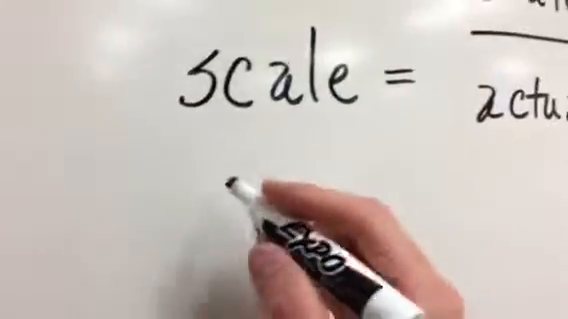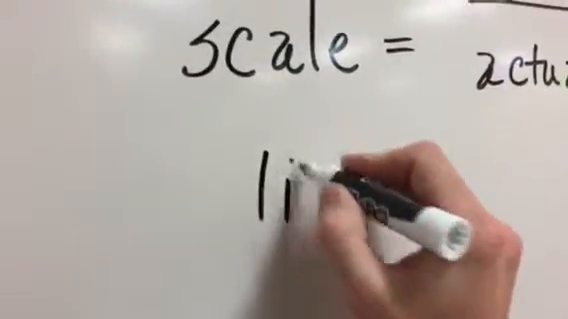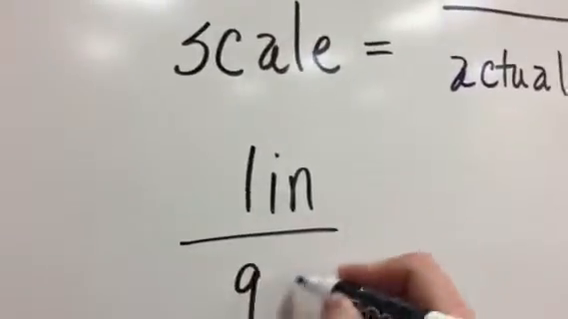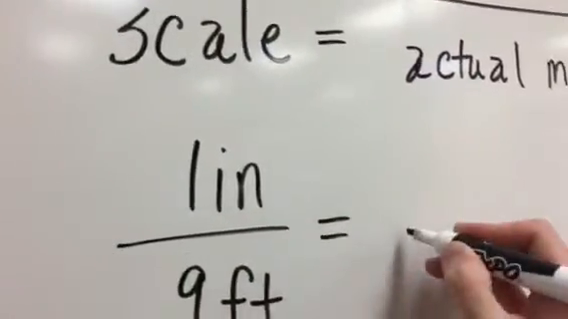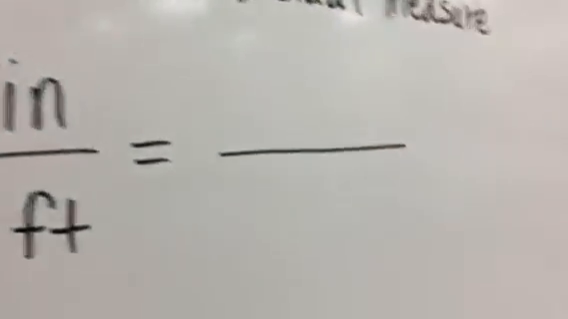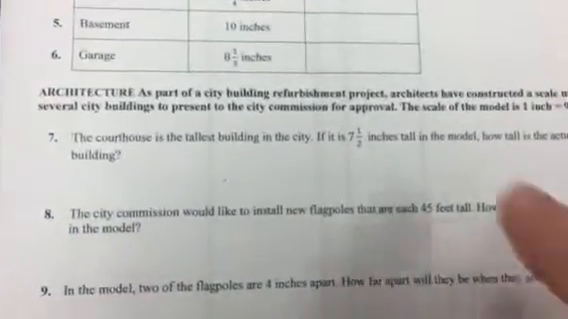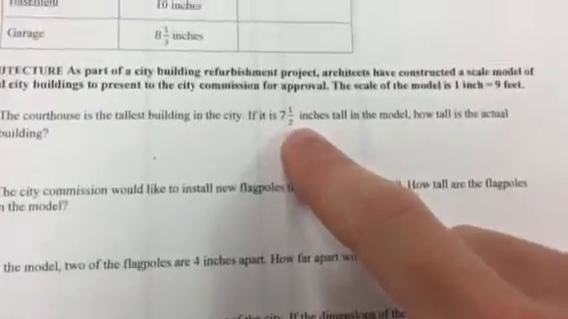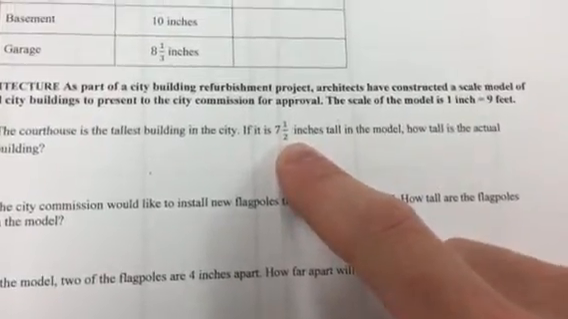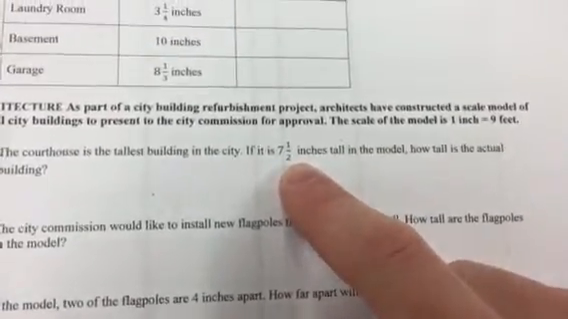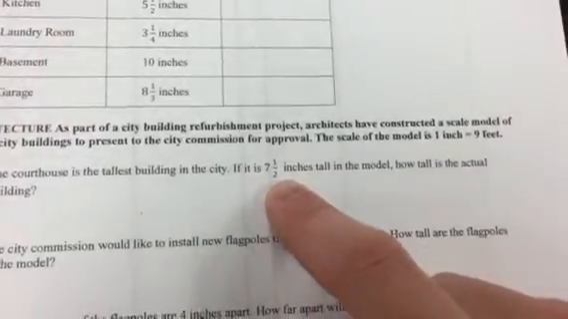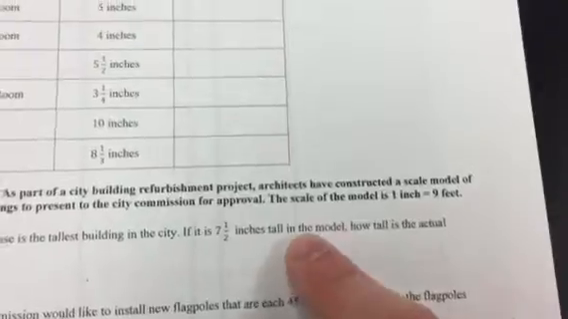So over here where it says scale in our formula, we're going to put 1 inch over 9 feet. And that should be equal to, and if we go back, it tells us that the courthouse is the tallest building in the city, and it is 7.5 inches tall. That's not very tall, especially for a building. In fact, it's probably not even possible. So it's important for us to remember that this is from the model. So this is the scale measurement.